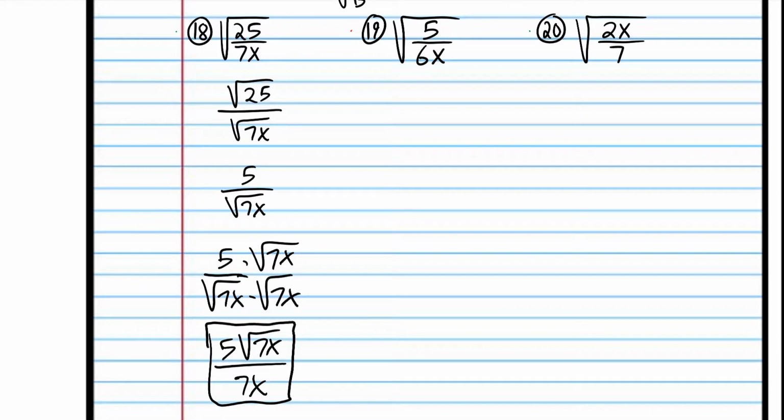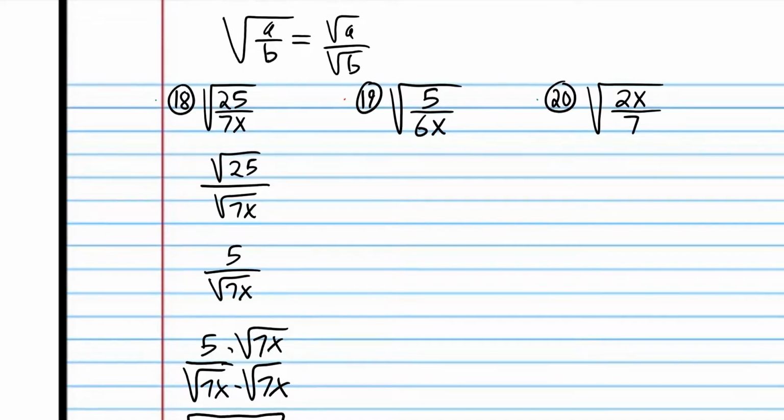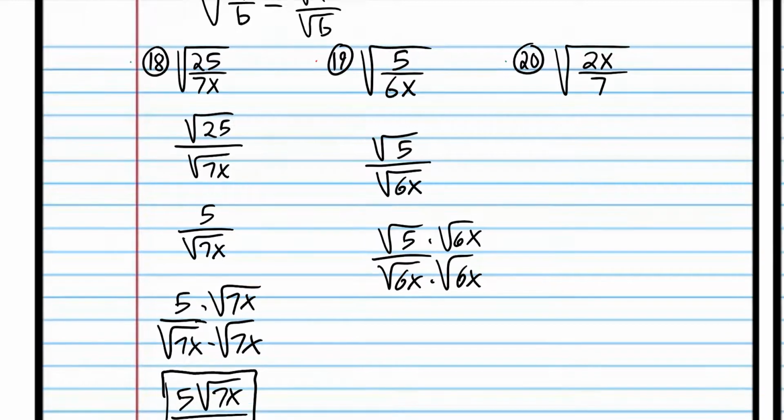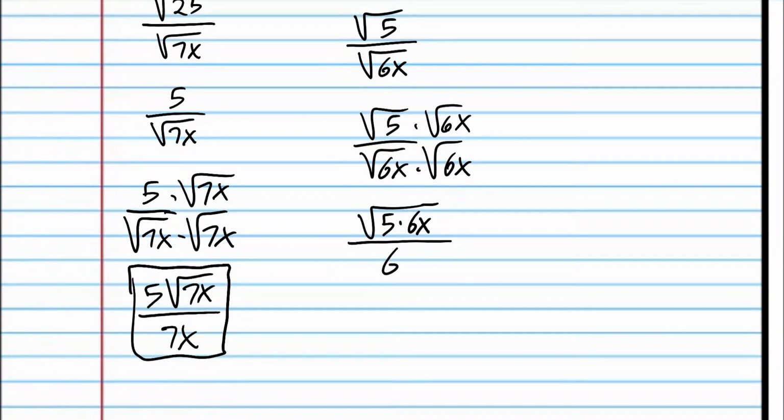Okay, so let's do number 19 together. Now, notice on number 19, neither the numerator or the denominator has any perfect squares. So you just use that principle up there. We're going to root the numerator and the denominator, and then you just get rid of the root in the denominator, and we end up with this here. Those are both roots, so you can again just multiply the inside. So that would just be root, and maybe I should just write that, so that'd be root 5 times 6x. You can just write root 30 if you want, and the bottom is just going to be 6x.